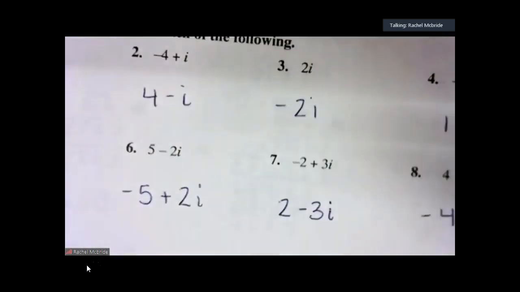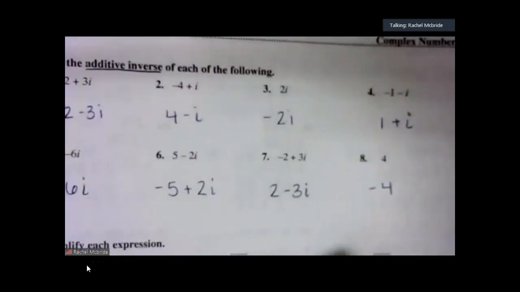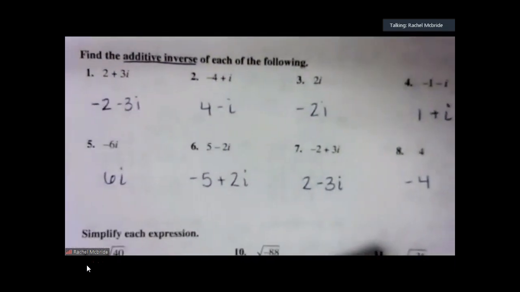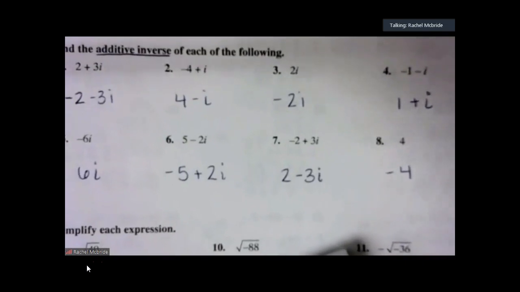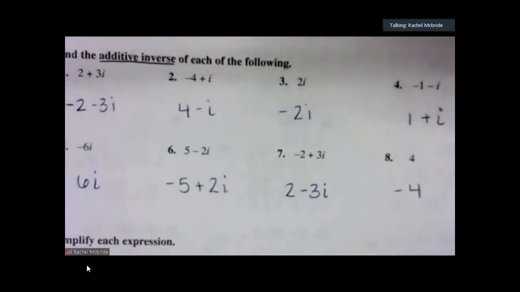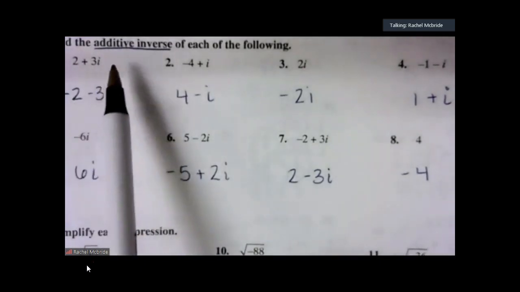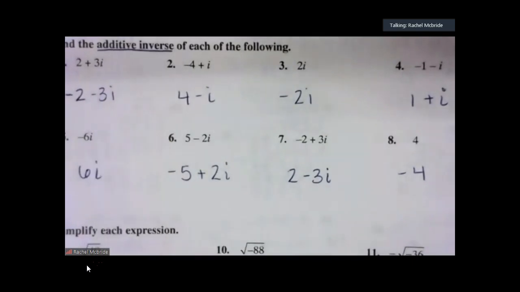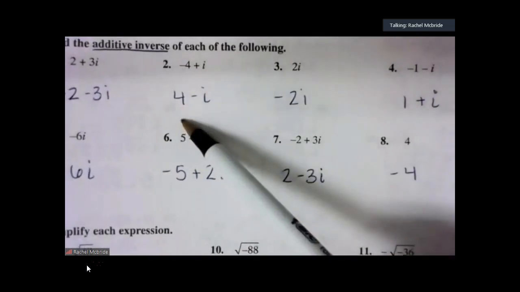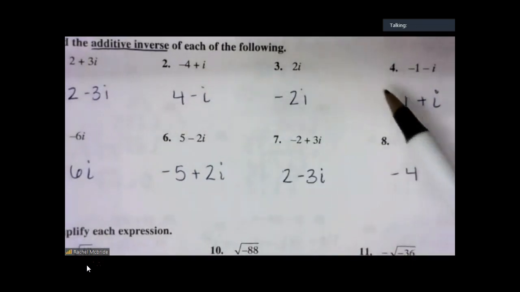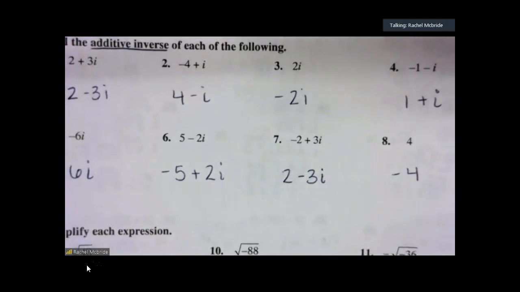Okay, jumping over to practice 5-4. So the top part, those are additive inverses. Remember that the additive inverse means the opposite. So if it's a positive, then it becomes a negative. If it's a negative, it becomes a positive. And so that process continues. Questions are all on additive inverse.